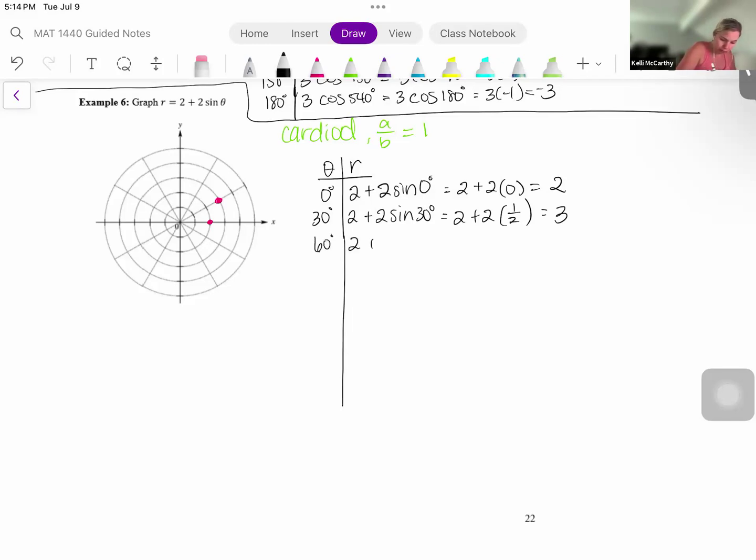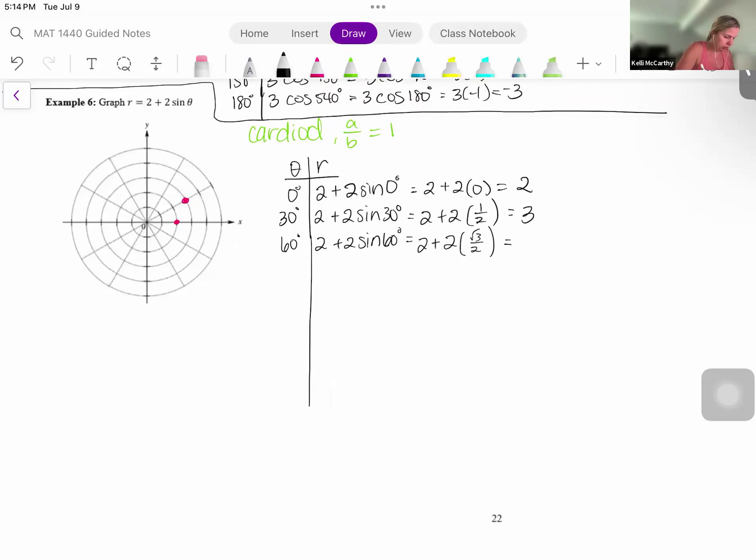60 degrees, we have 2 plus 2 sine of 60 degrees, which is 2 plus 2 times sine of 60, which is square root of 3 over 2. And again, I'm going to use a decimal approximation for this just so I can sketch that point. 2 plus the square root of 3, since those factors of 2 cancel out, is approximately 3.7. So at 60 degrees, we're at 3.7, a little bit closer to that radius of 4.